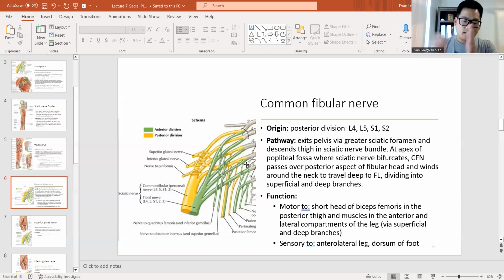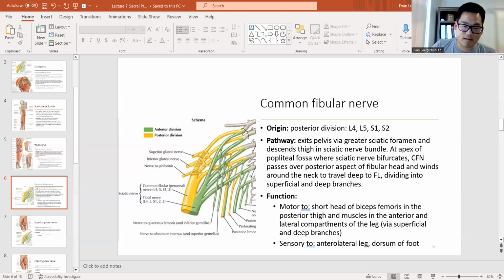So as it travels down, the common fibular nerve will come out of the popliteal fossa. It will travel along the fibularis longus, and then under the fibularis longus, it's going to branch out to two nerves, the superficial and deep branches, the superficial fibular nerve and then the deep fibular nerve. So, being that it's going to be going along the lateral and anterior side of the leg, it is going to go to mostly the lateral muscles and the anterior muscles.